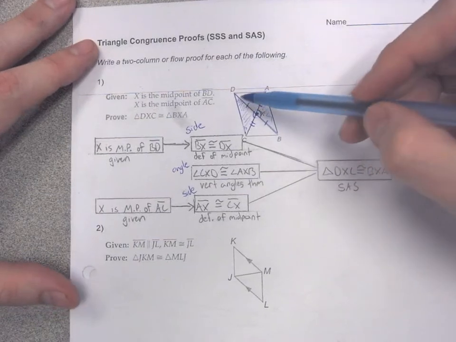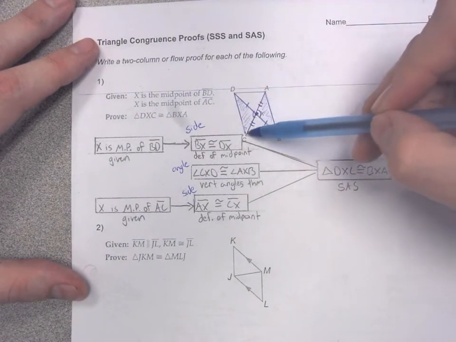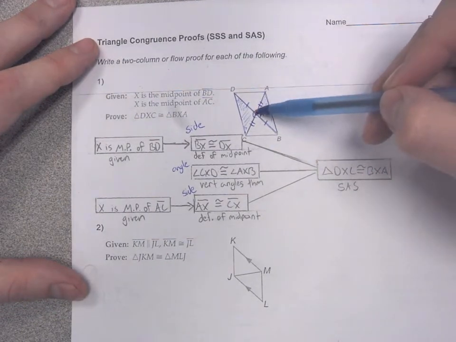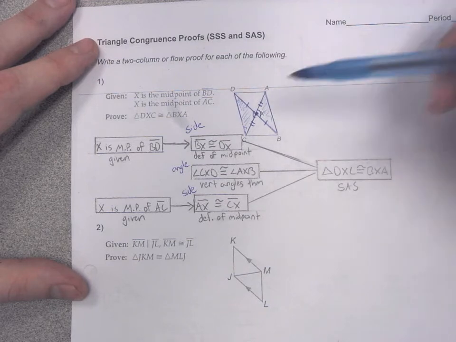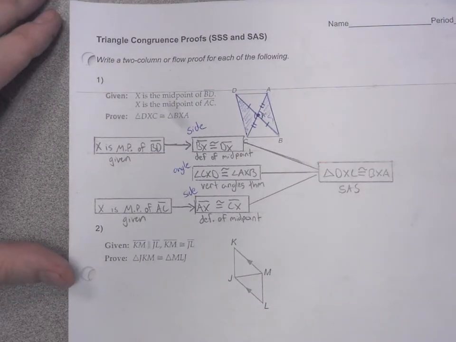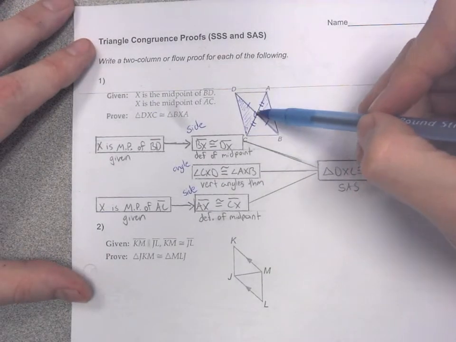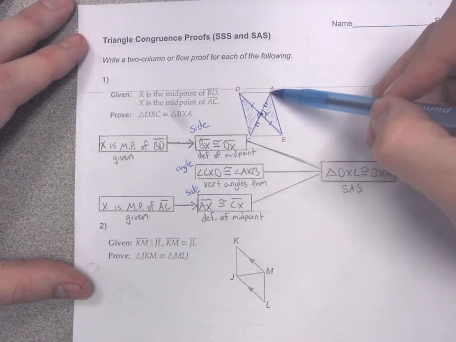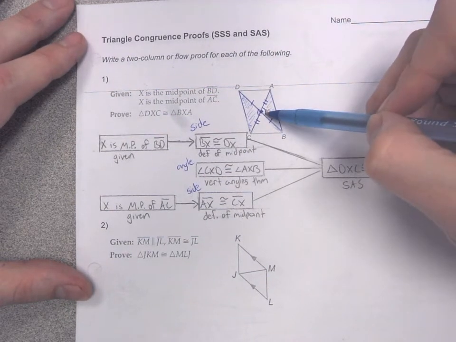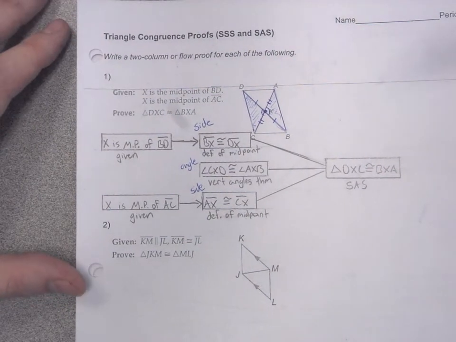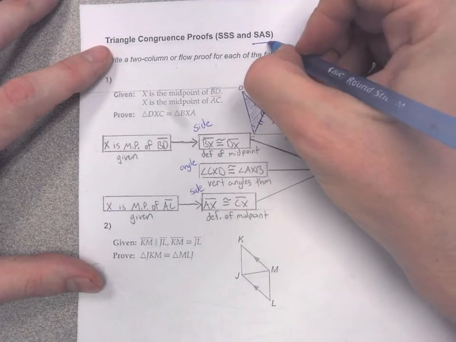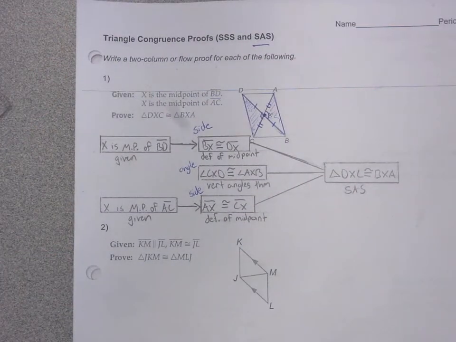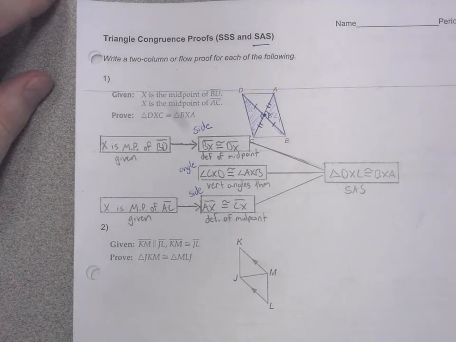Side, angle, side. If 2 sides and an included angle of one triangle are congruent to 2 sides and an included angle of a second triangle, then the triangles are congruent. That is the side, angle, side congruence postulate. Okay, we just have to take that reasoning and put it in proof form.